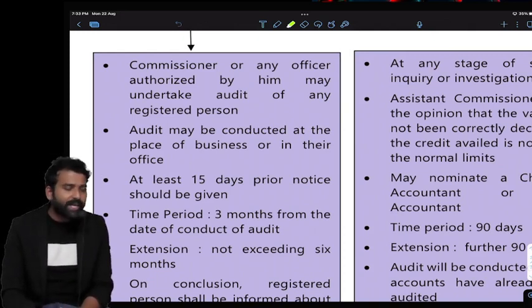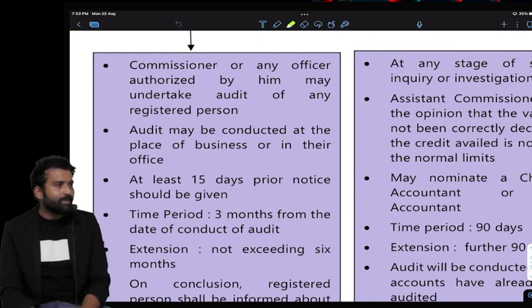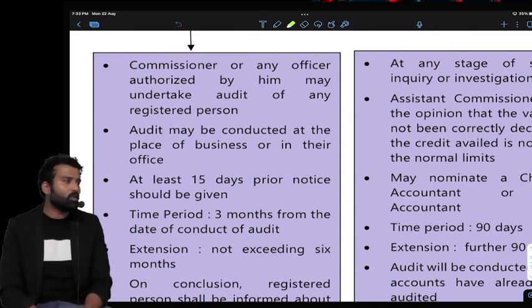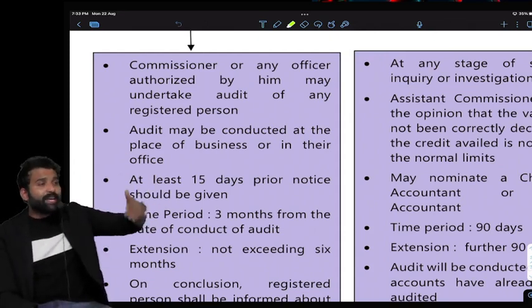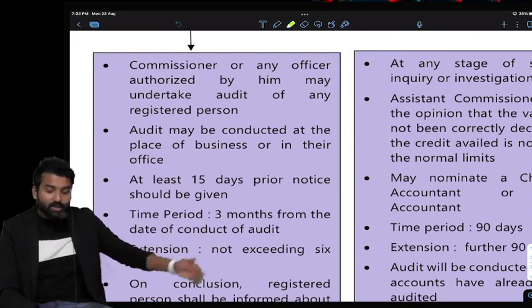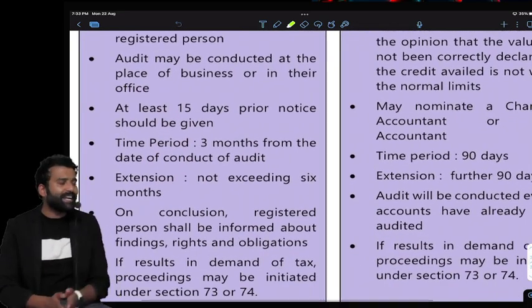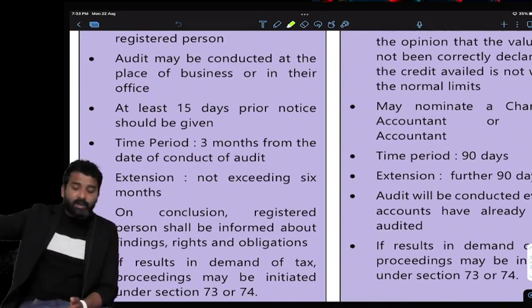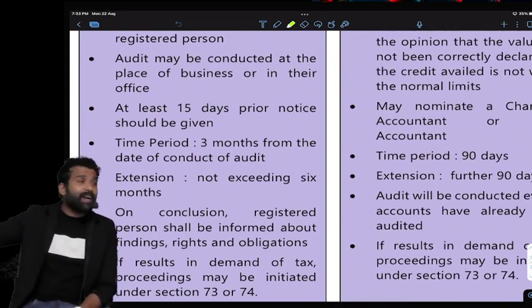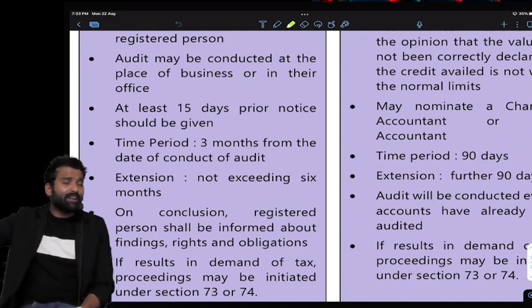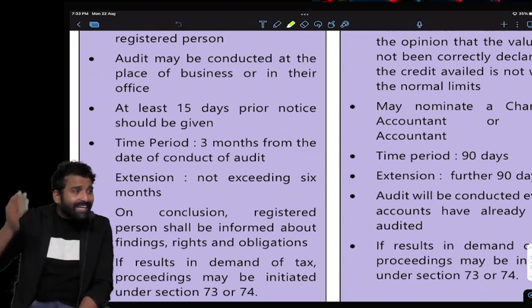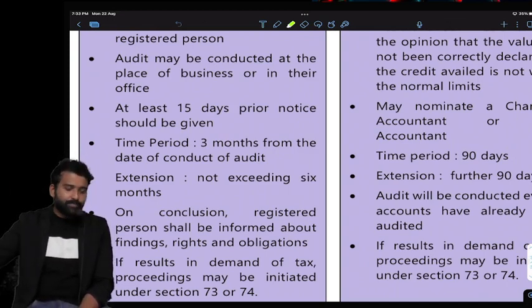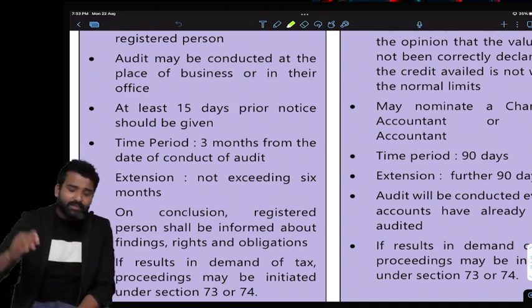So they will look at your books of accounts, they will look at your documents, and they will just check whether your compliances are okay or not. They will give you notice 15 days prior to commencement of the audit. This audit can go on for 3 months. It is not like 15 days or 10 days; this audit can continue for 3 months. So the audit party may be in your premises for 3 months. They will check your books of accounts, your invoices, your documents, and that might take 3 months to complete the audit. So the time period for completion of audit is 3 months.